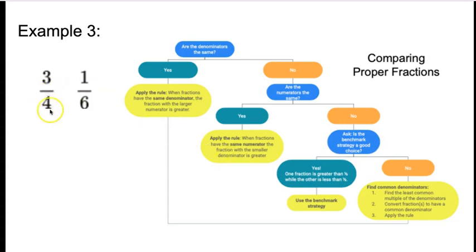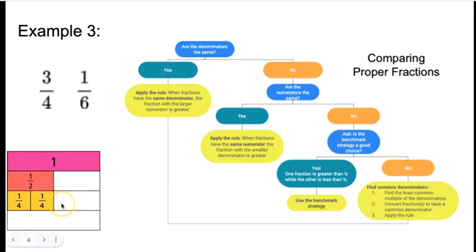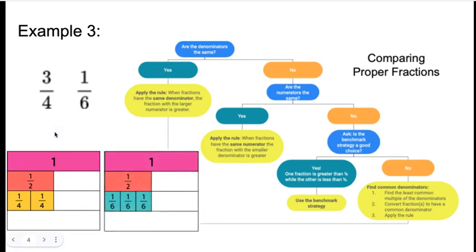If I'm working with fourths, half of 4/4 is 2/4. And if I'm working with sixths, half of 6/6 is 3/6. 3/4 is greater than 2/4, and 1/6 is less than 3/6. So I know that 3/4 is greater than 1/6.